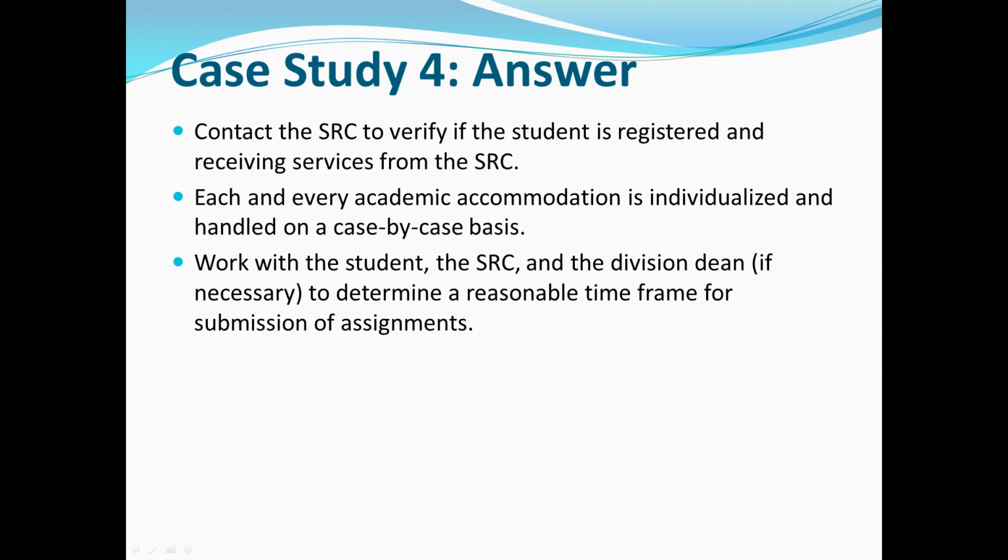You can work with your student and the SRC to discuss reasonable accommodations as it relates to the student's condition. It is important to realize that all students with chronic conditions are not similar, and each case is handled differently. After discussion with the student and the SRC, a reasonable time frame for submission of assignments can be determined and agreed upon.